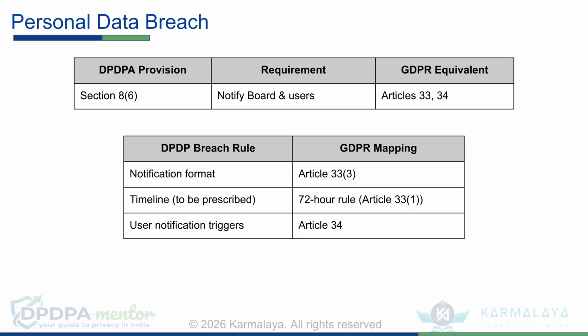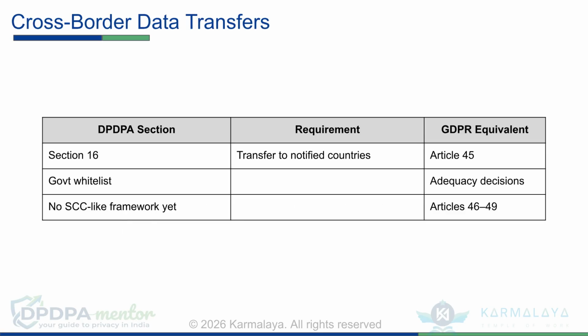GDPR is more specific on records of processing activities and breach notification thresholds, while DPDPA's rule set emphasizes reasonable safeguards and notification mechanics. Cross-border data transfers are managed under Section 16, which permits transfers to notified countries, similar to the adequacy decision framework found in GDPR Article 45. Both regulate international transfers, but the mechanisms differ fundamentally. GDPR uses adequacy decisions and transfer tools like SCCs and BCRs, while DPDPA currently relies on government-prescribed restrictions and conditions.